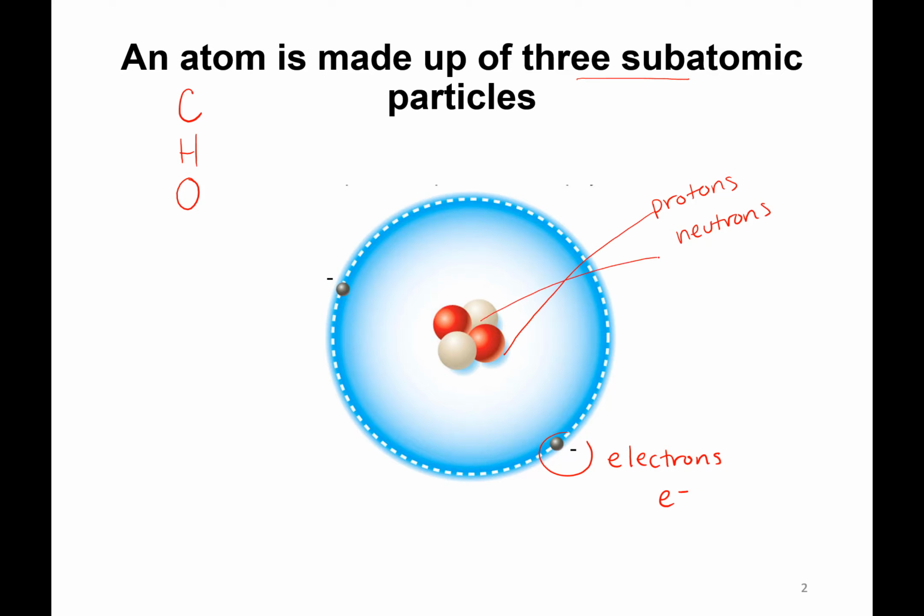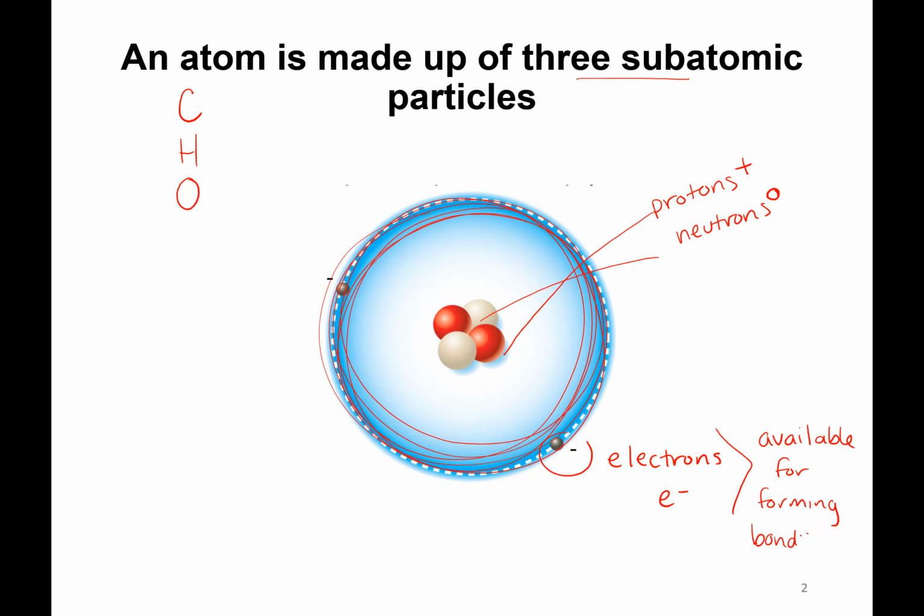So what I want you to remember is that protons have a positive charge and neutrons have no charge. What's important to remember is that the electrons orbit around the protons and the neutrons. So they're constantly moving. And the electrons are the subatomic particles that are available for forming bonds. So this is how we connect atoms to make molecules.